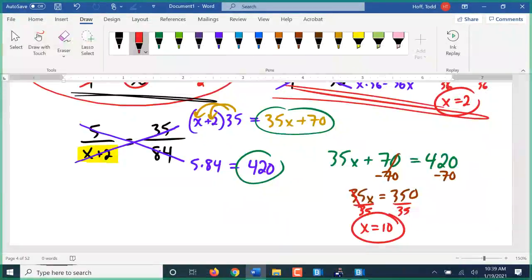Just like with any of the equations we solved last semester, we said we could always take that result, plug it back in for the variable, and verify that it's true. We can do the same thing here. If I put 10 in here for x, that's 10 plus 2. 10 plus 2 is 12. Is 5 over 12 equal to 35 over 84? Yeah, it sure is. 35 is 5 times 7. 84 is 12 times 7. Those are equivalent fractions.